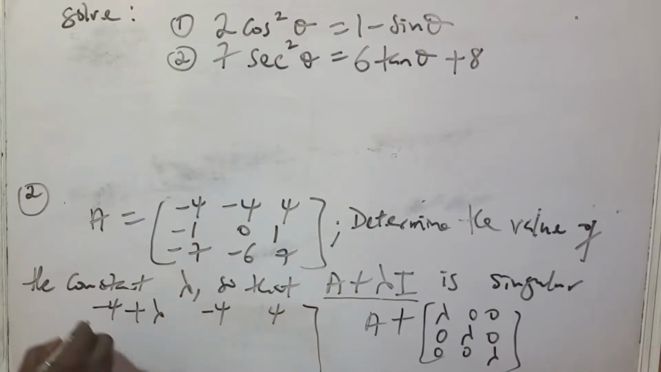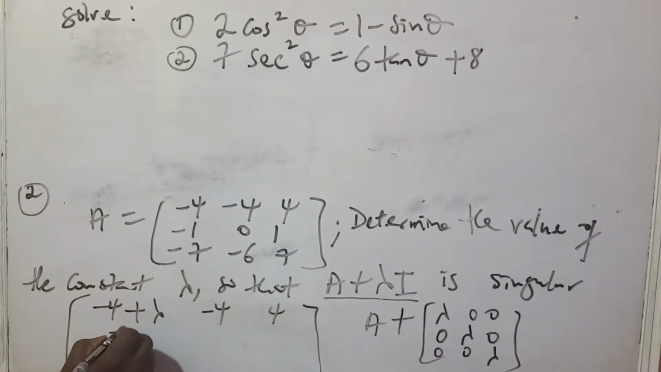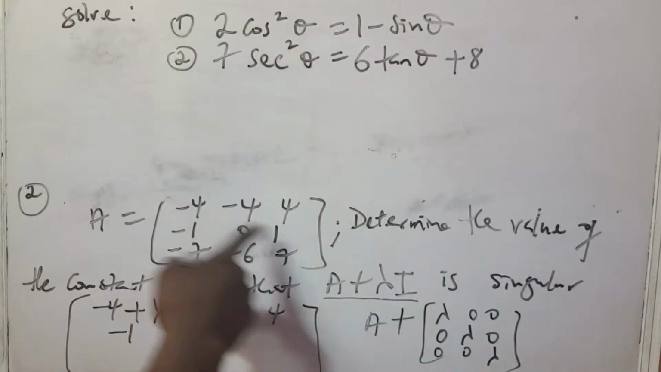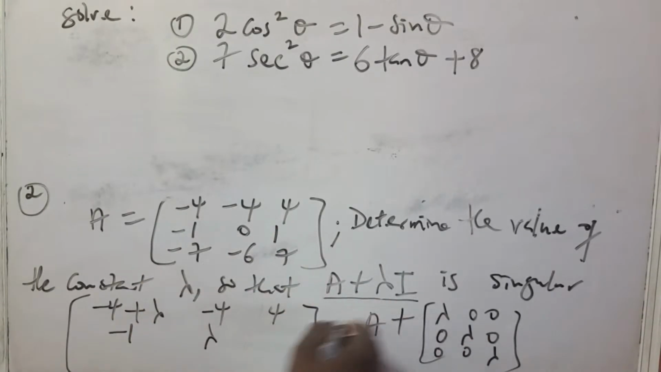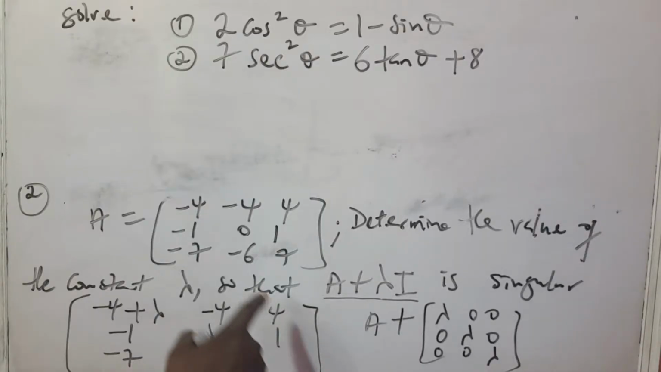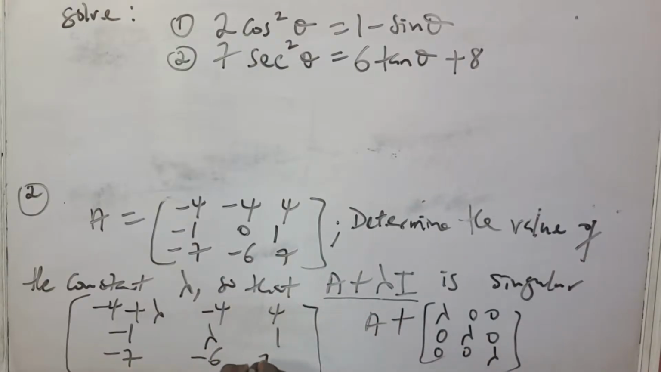All right, now we have -1 plus 0, -1. 0 plus lambda, that will be lambda. 1 plus 0, that will be 1. -7 plus 0, that will be -7. -6 plus 0, that will be -6. 7 plus lambda, you have to write it as 7 plus lambda.